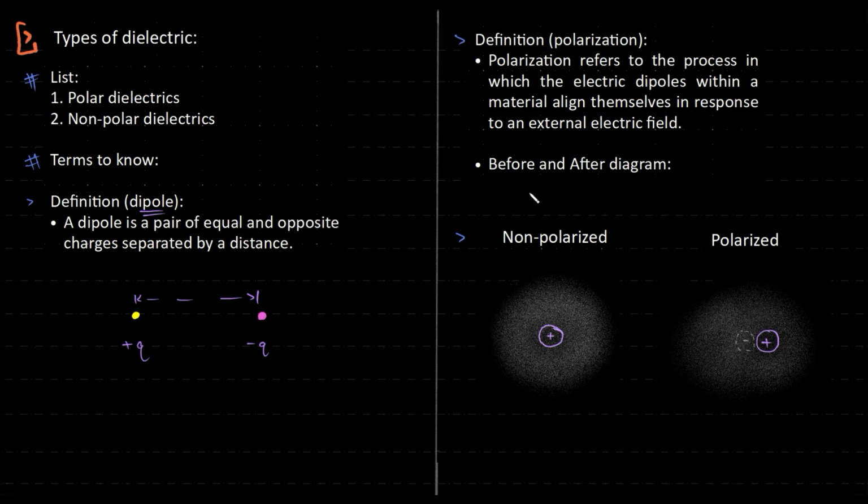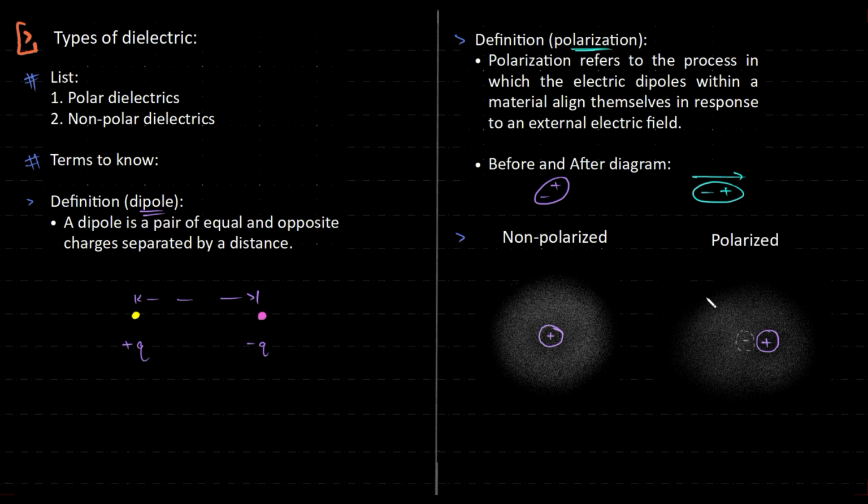Next, polarization. Quite simple. We have, say, a pair of charges or an atom per se. When exposed to an electrical field, it will align in that direction. It may not be exact, but at least it tries to align in that direction. That process is known as polarization.